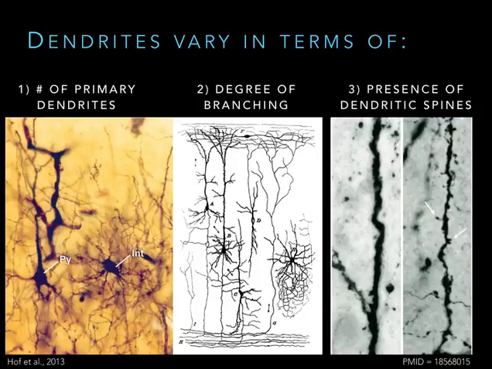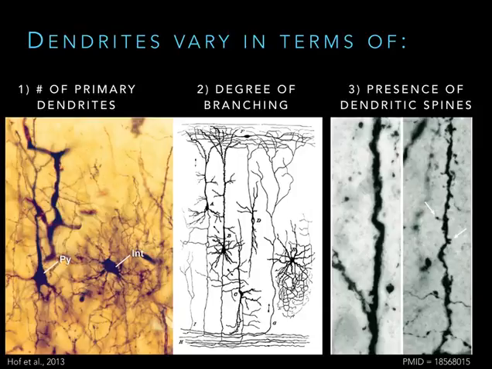These are little tiny protrusions. They look like little spines, little thorns, essentially. They come off of the dendrite itself. So dendrites are highly variable.